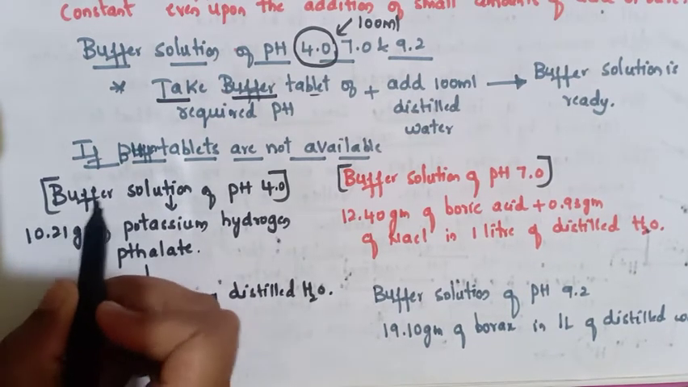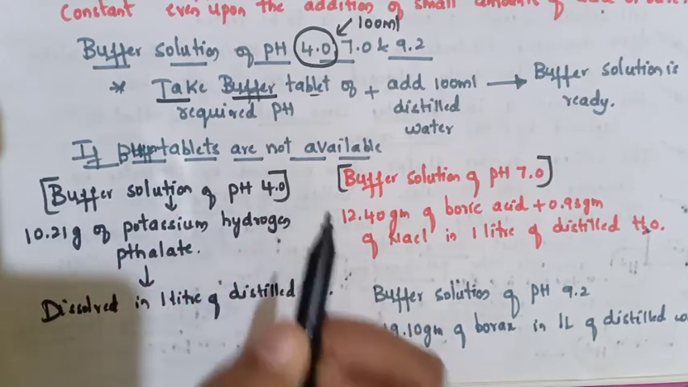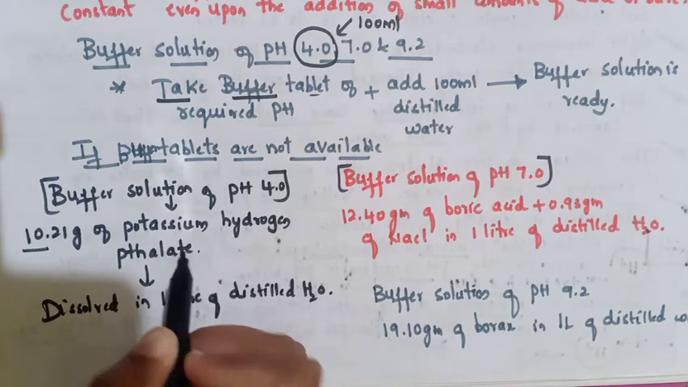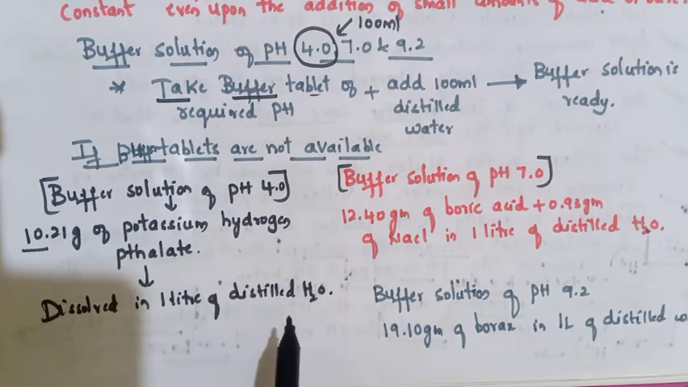Here, buffer solution of pH 4 is prepared by adding 10.21 grams of potassium hydrogen phthalate in 1 liter of distilled water and dissolving it.